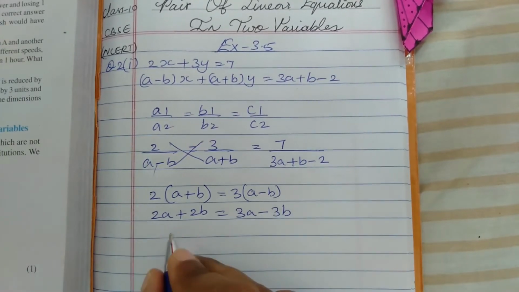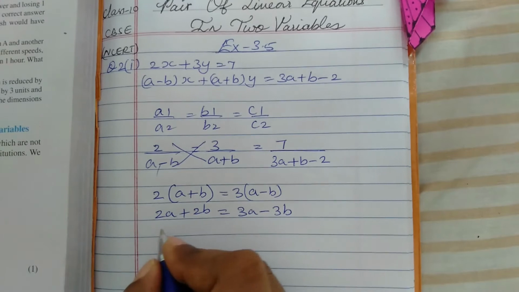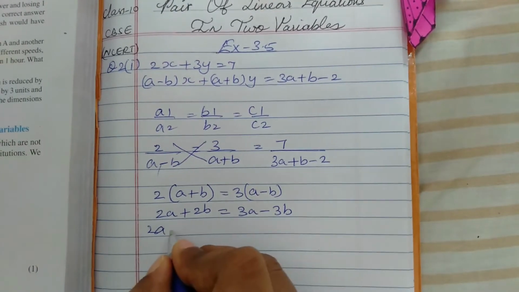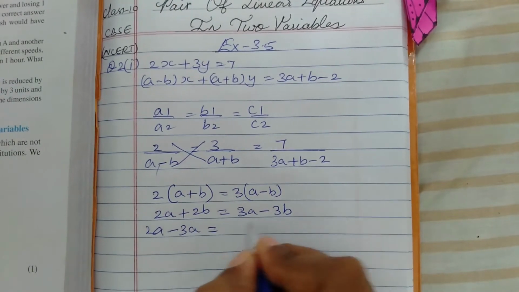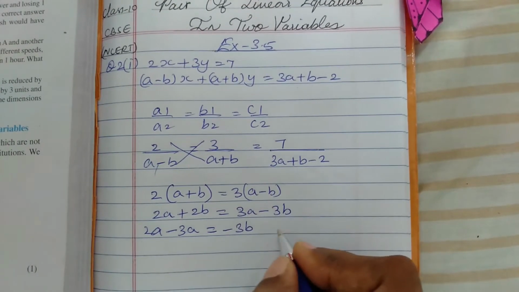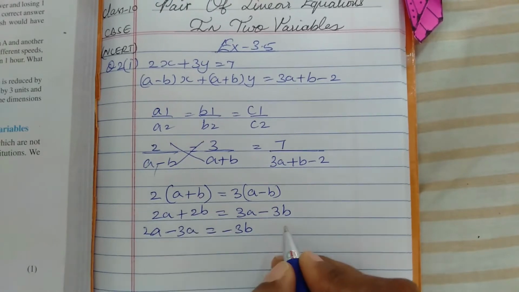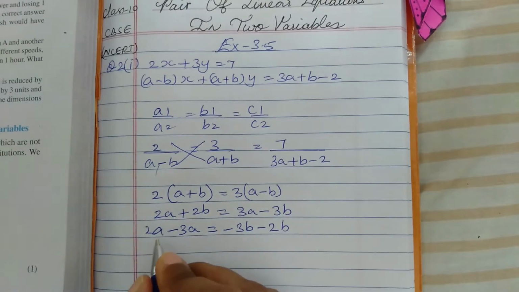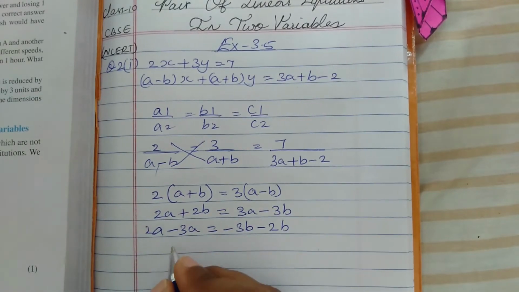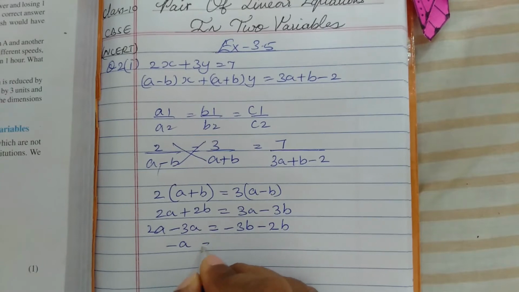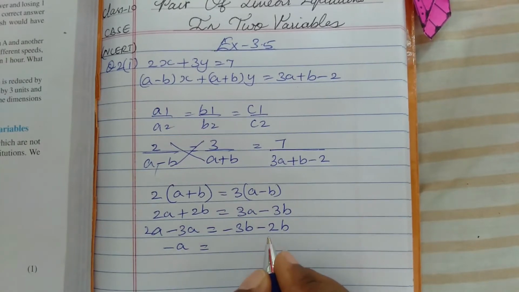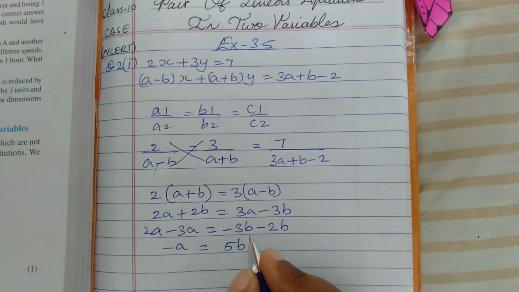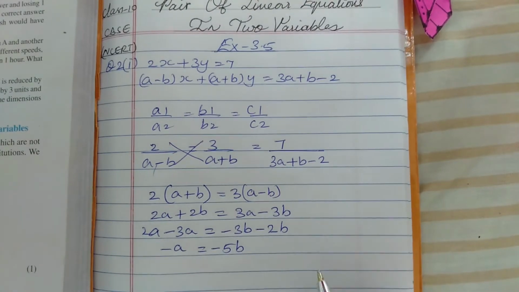Now let's move the like terms to the same side. So 2a and this 3a will move here, so it becomes minus 3a. Now this minus 3b remains there. Your 2b from the left hand side will move to the right hand side, so this becomes minus 2b. Now 2a minus 3a is minus a is equal to minus and minus is plus, so 3 plus 2 is 5b, but you take the sign from the greater value, so this is minus 5b.